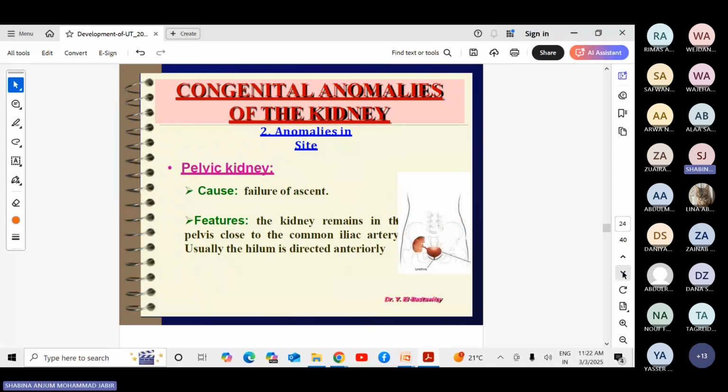Then we can have the pelvic kidney. As we know, this is the normal development, but after development, it ascends up. So, in some cases, if it will not ascend up, or it will remain in the pelvis close to the common iliac artery, and in this condition, there will not be rotation also. So, the hilum will be directed anteriorly.